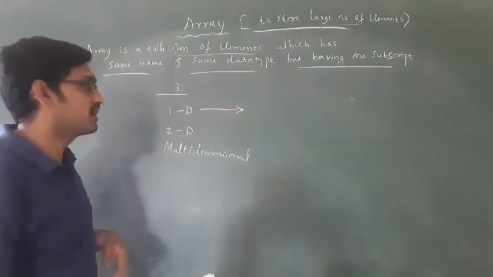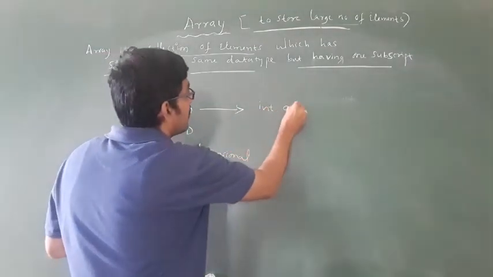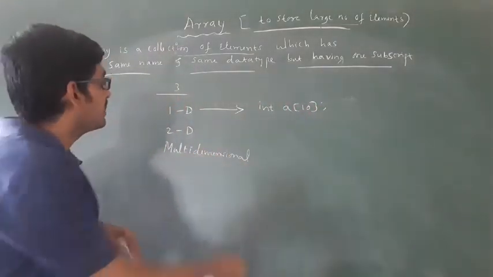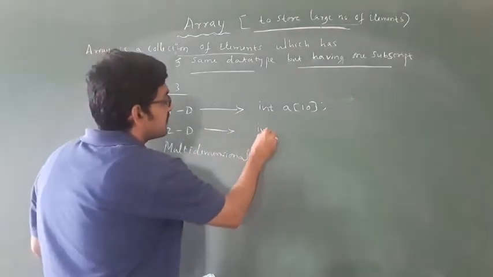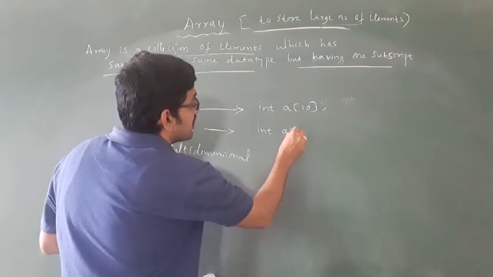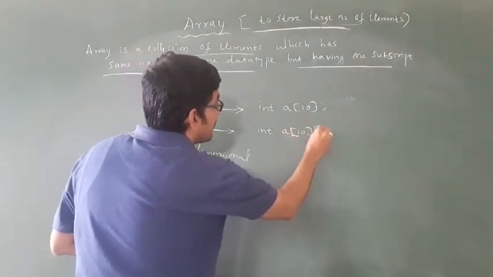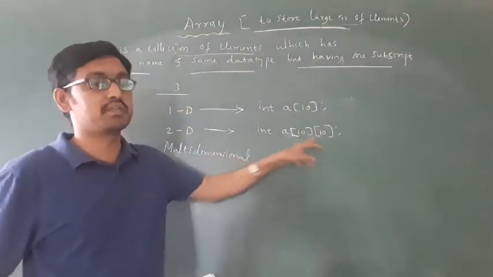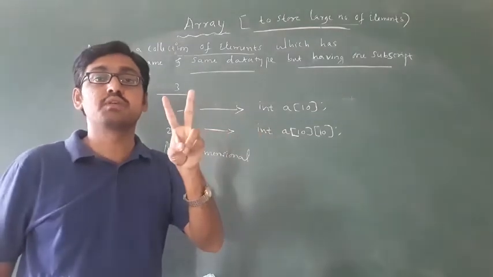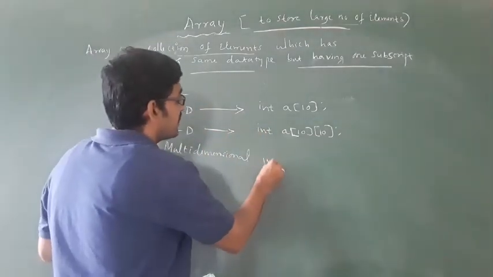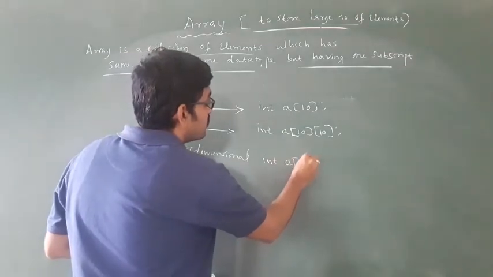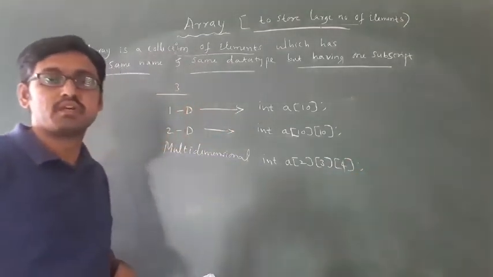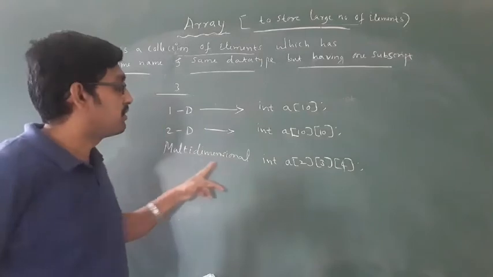One subscript. For example, I am writing int a of 10. It has only one subscript. See, 2D array which has two subscripts, int a of 10 10. Okay, this has two subscripts. Two dimensional array always consists of two subscripts. Multi-dimensional array consists of int a of 2 3 4, more than two subscripts, that is called a multi-dimensional array.